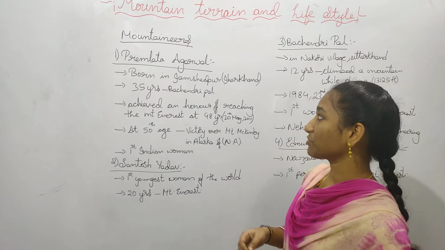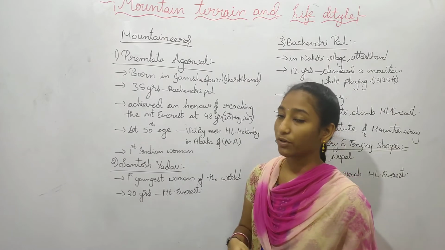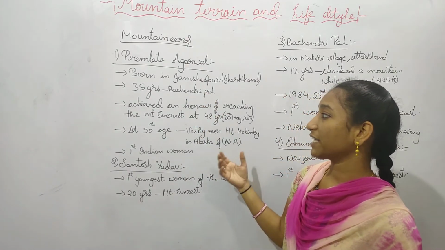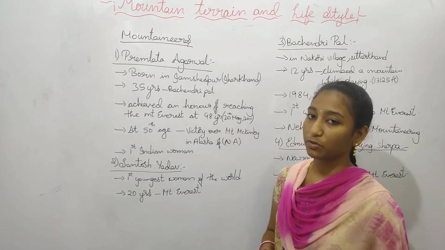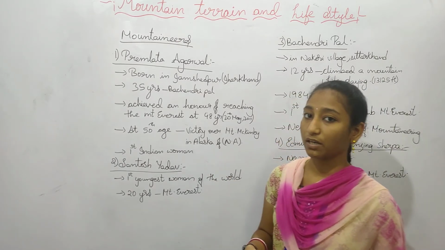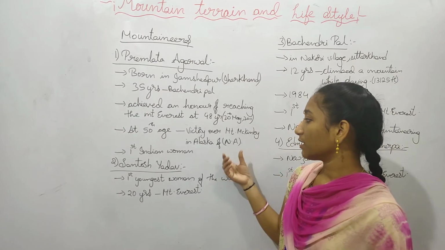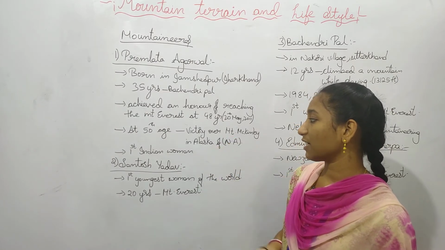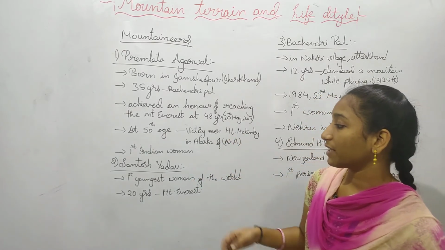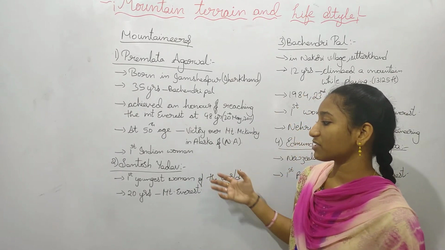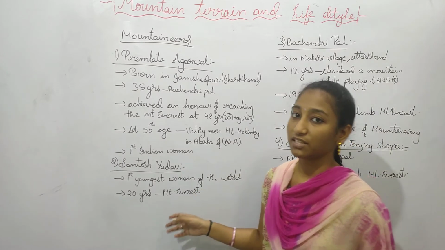Premlata Agarwal was born in Jamshedpur, Jharkhand. At the age of 35 years, she got trained for climbing mountains with the encouragement of Bachendri Pal, and achieved the honor of reaching Mount Everest at the age of 48 years on 20th May 2011, and at the age of 50 she achieved a victory over Mount McKinley. This mountain is in Alaska, North America, and she was the first Indian woman who climbed it. The second one is Santosh Yadav. She was the youngest woman in the world who climbed Mount Everest, at the age of 20 years.